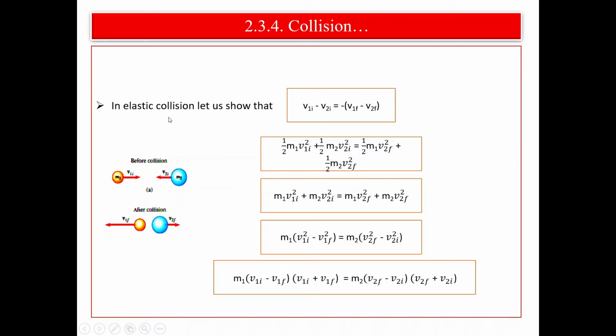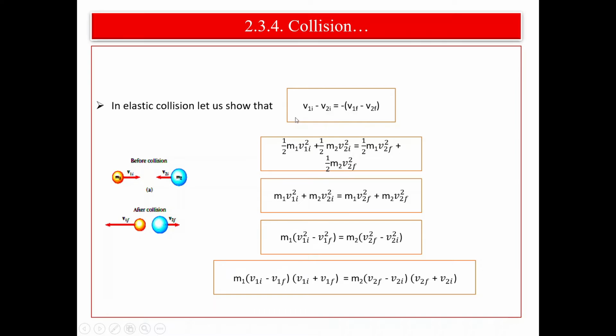In elastic collision, we have v1 initial minus v2 initial always equal to minus of v1 final minus v2 final. So we subtract v2 initial from v1 initial, the initial values of velocity, and the final values of velocity after subtracting v2 final from v1 final, with the minus sign, will be equal.